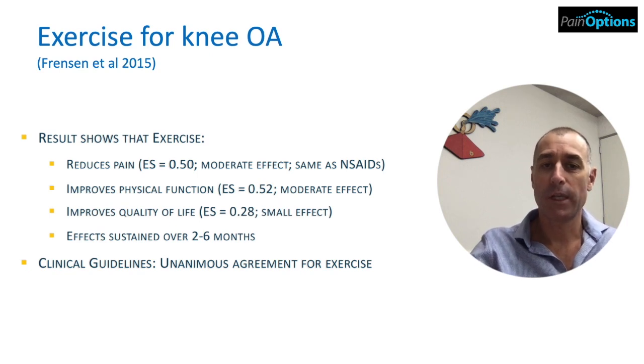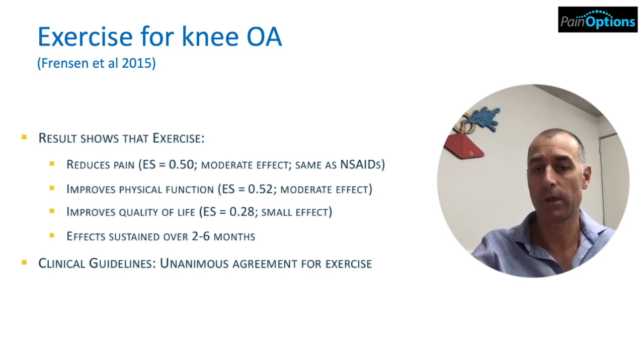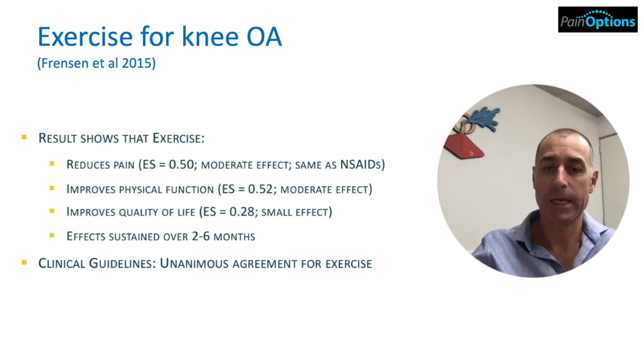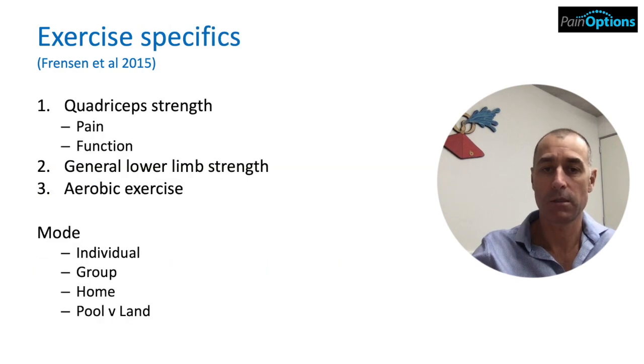So results for knee OA show that exercise reduces pain with a moderate effect, improves function, moderate effect, improves quality of life, small effect, and those effects are sustained over a 2 to 6 month period. And the guidelines are unanimous around, yes, we need exercise. So what do we need? Quadriceps strengthening has been recognised as perhaps the most important, and that is shown with improvements in pain and function, general lower limb strength, and also aerobic exercise.